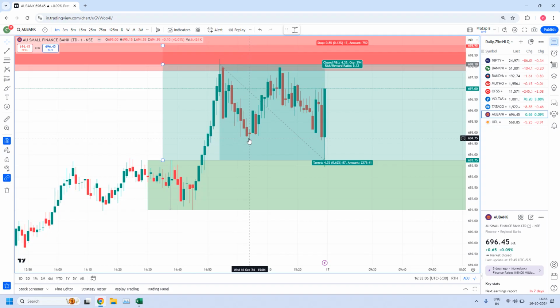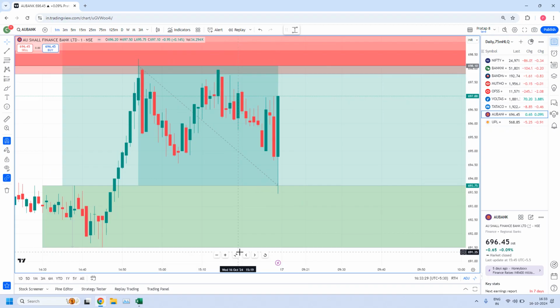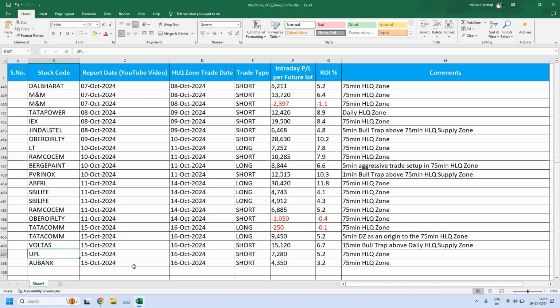Definitely after reaching 1:3 RR, you might have exited maybe in this candle or in one of these candles. I'm sure people might have exited in this candle. But this is 1:5 RR, reaching up to this. But whether you took 1:3 RR or 1:5 RR, profit is a profit. Maybe it is a small profit or a little bigger profit. That makes the difference. But profit is a profit. AU Bank has given 4,350 rupees profit, which is 3.2% ROA as per one futures margin cost.